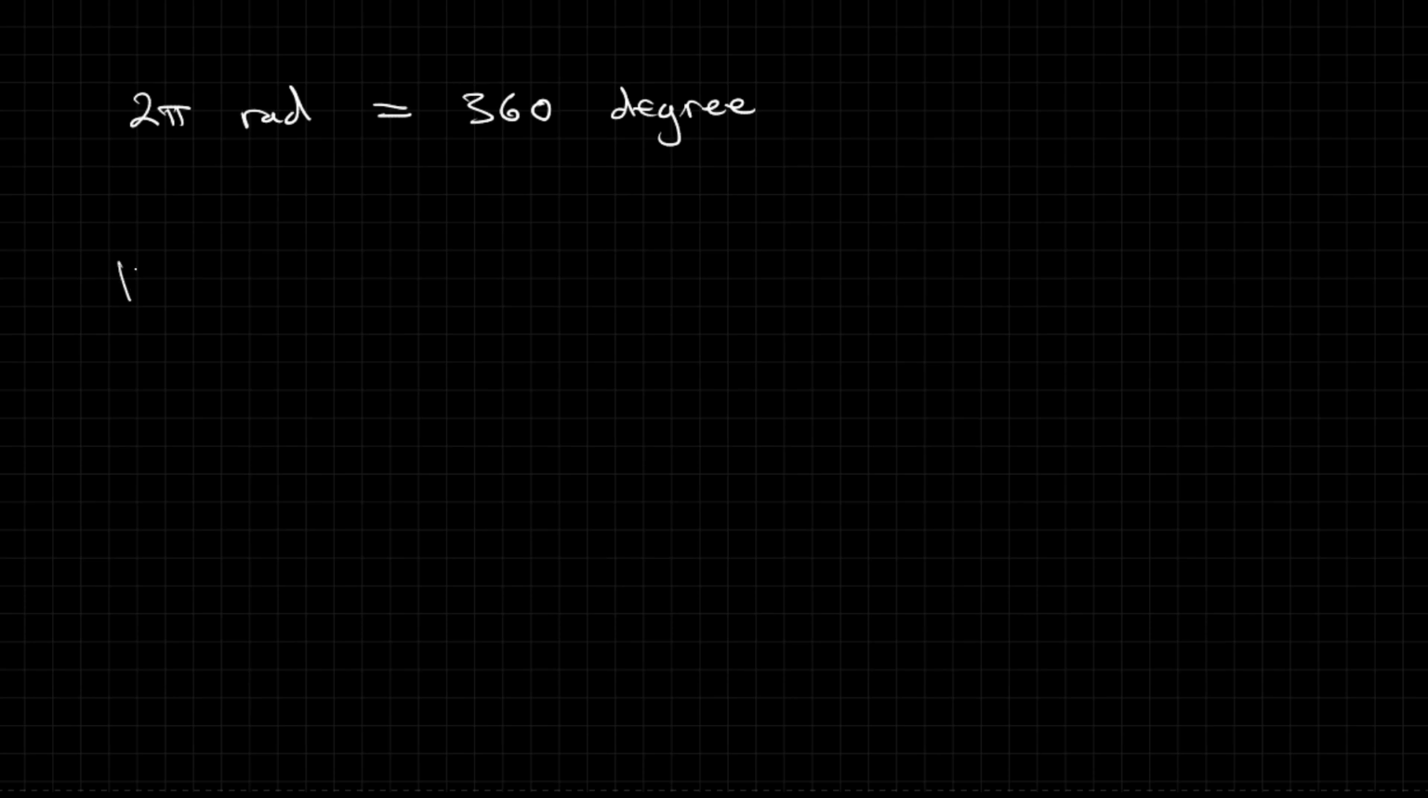Let's say we wanted to take 10 degrees and we wanted to convert it to radians. Well, what we'll do is we'll multiply this. We'll put the degrees in the denominator and the radians in the numerator, and the degrees will end up canceling. And all we'll be left with is radians.